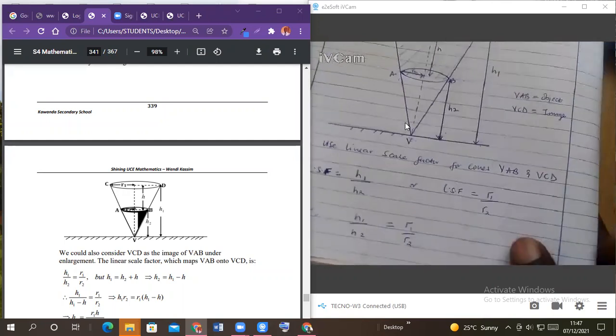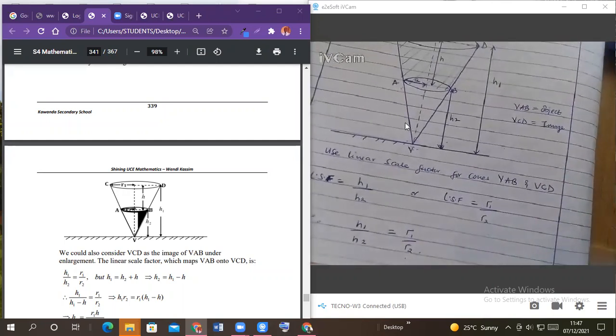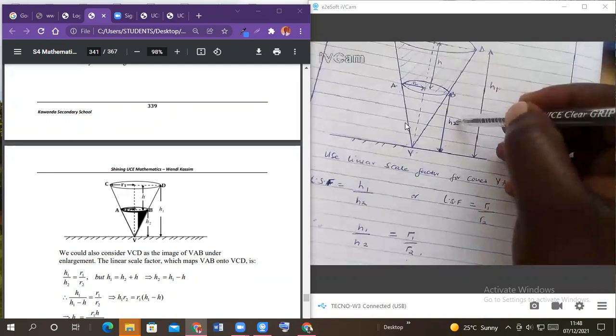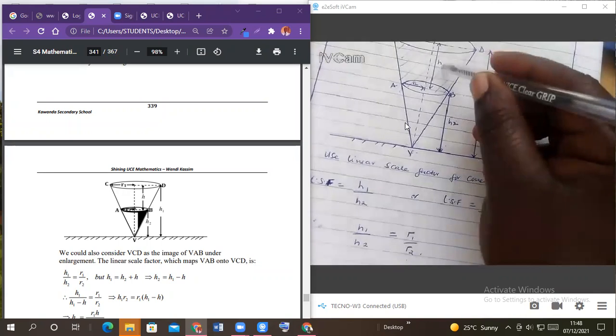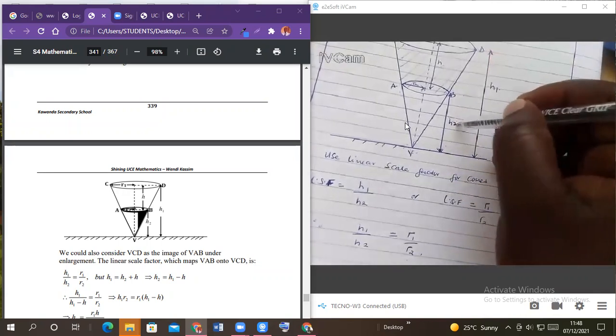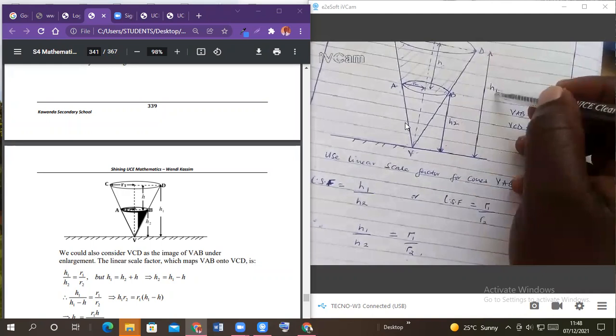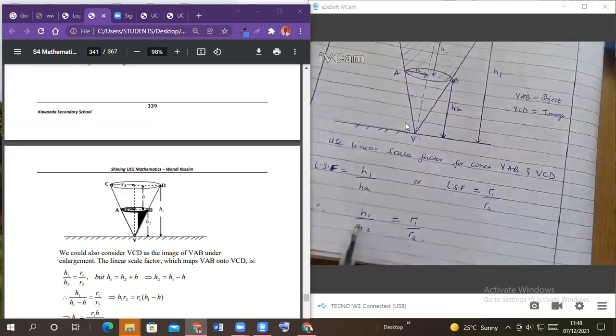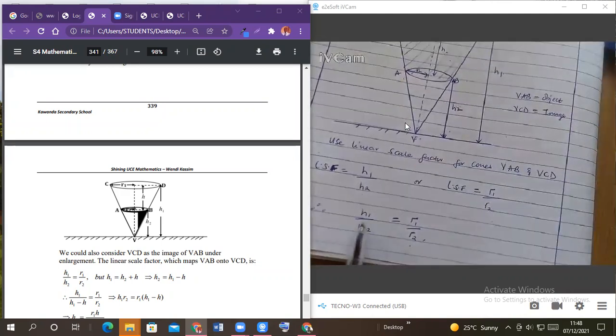Okay, so now the next thing you're going to do is to find the value of h1 and also the value of h2. When you look here, h1 is equal to h plus h2. That means that h2 is equal to h1 minus h. So we are going to substitute. We have to make sure that we don't have different h's here. You should have only one h.